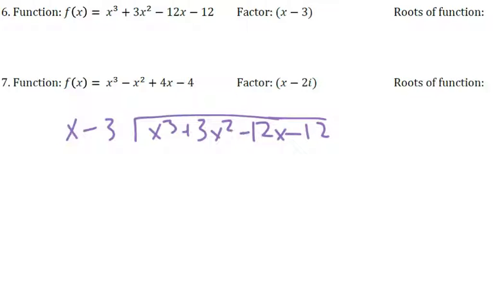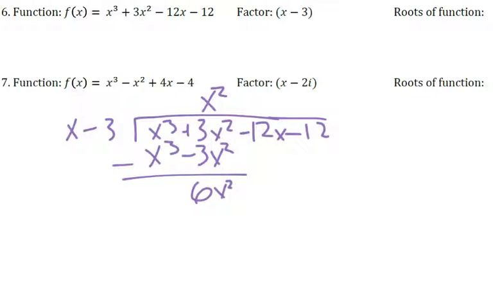So, how can x become x cubed? Times it by x squared. It gives us x cubed minus 3x squared. Subtract, and that gives us 6x squared, right? 3 minus a -3 is really like plus, so we get 6x squared. Bring down a -12x. How can that work?